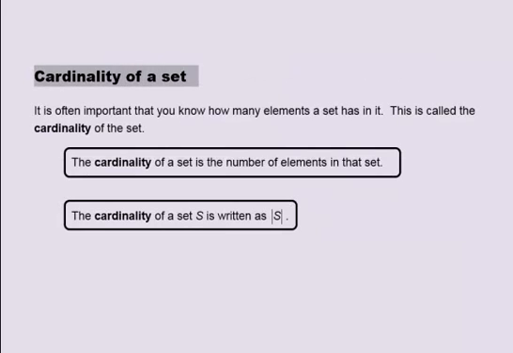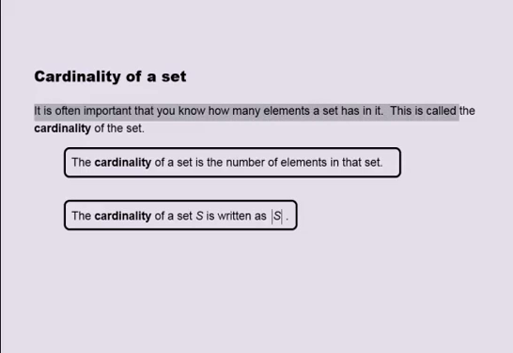Cardinality of a set. It is often important that you know how many elements a set has in it. This is called the cardinality of a set. The cardinality of a set is the number of elements in that set. The cardinality of a set S is written as |S|, S with a vertical line on either side.